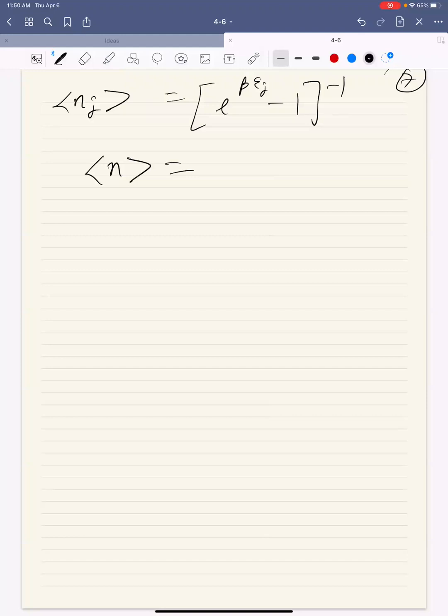In this case, this expression that we derived, which we wrote as e to the power beta epsilon j minus 1 to the power minus 1. What was the connection between epsilon j and omega? h bar omega, right? So what we are showing is that if you have a certain frequency omega, n is going to be e to the power beta h bar omega minus 1 to the power minus 1. The first person to derive this was Max Planck. This is known as the Planck distribution.